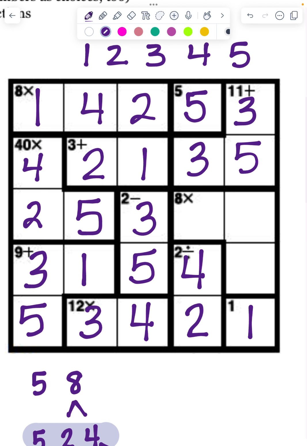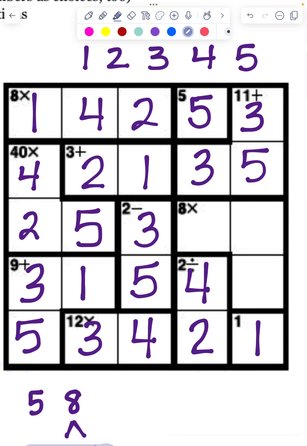And now we're on to our last section, and we have a column that's almost done. This column is just missing a 1, it looks like. So let's go ahead and put that in there. And that 1 is part of a section that says 8 times. So we want all 3 of those to multiply to 8. Well, dividing out a 1 still leaves us needing 8.